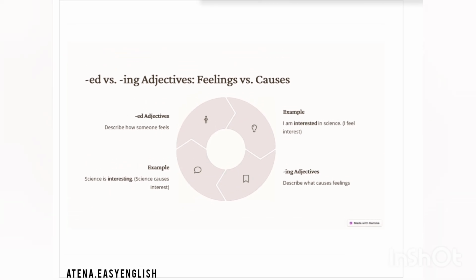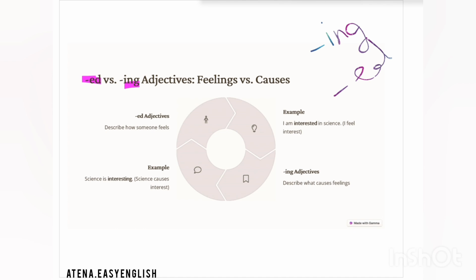Another point about adjectives, which is really interesting and also easy. Have you ever paid attention to the adjectives? For example, interested, interesting, bored, boring. Sometimes an adjective ends in ing and sometimes it ends in ed. Do you know what their differences are? Can you tell me in your comments?